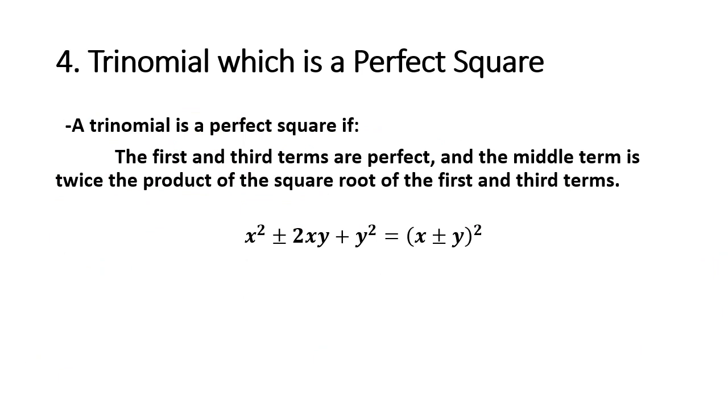Now let's have the trinomial, which is a perfect square. So a trinomial is a perfect square if the first and the third term are perfect squares, and the middle term is twice the product of the square root of the first term and the third term. So, perfect square ito. So if for example you have x squared plus or minus 2xy plus y squared, it is equal to the quantity of x plus or minus y quantity squared. So this one here is also the kabaliktaran ng special product natin.